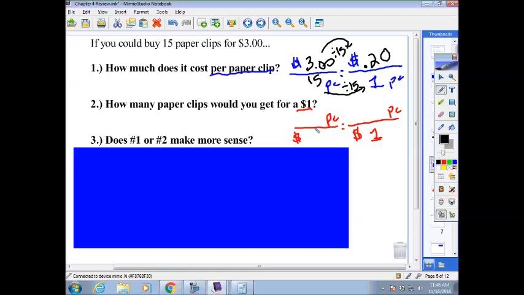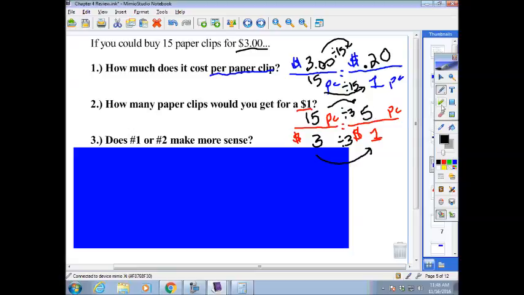Down here, we put our fake ratio on there. Well, we got to make sure we flip it. That's why labels are so important. 3 is going to go there now. 15 is going to go there. What are we doing to our amount of money? So what do I got to do to my paper clips? Okay. This is going to be 5 paper clips.